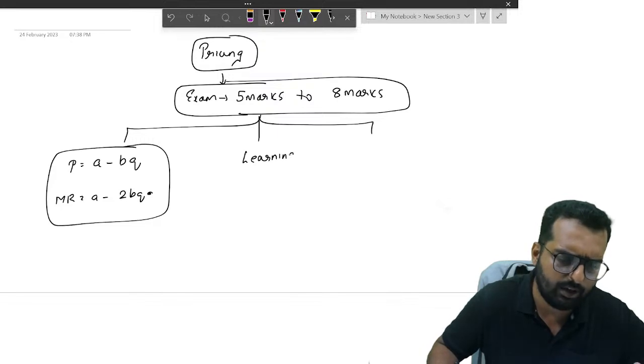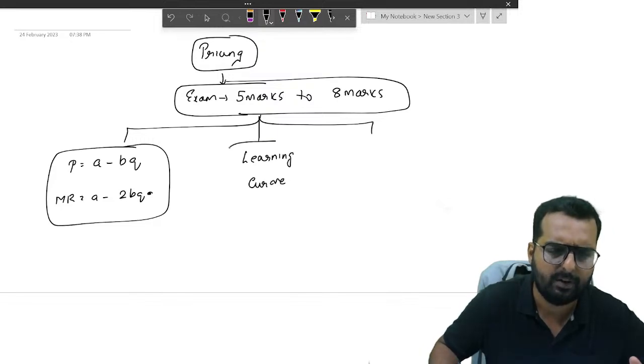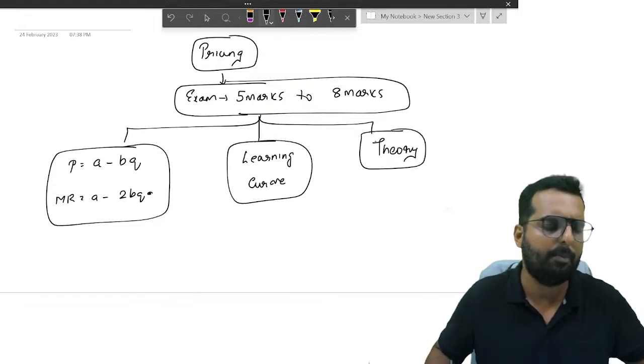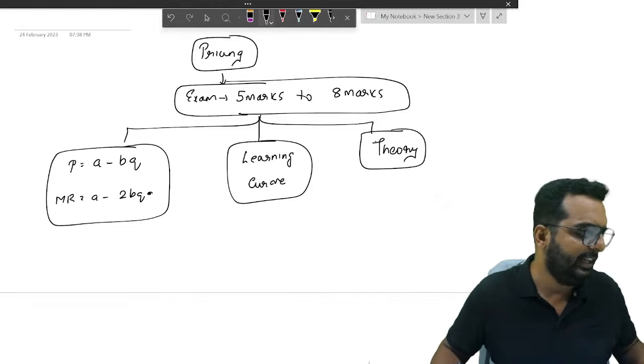The second part that you have to learn is the learning curve, and the last part is theory. If you learn these three parts properly, this chapter is very, very easy.